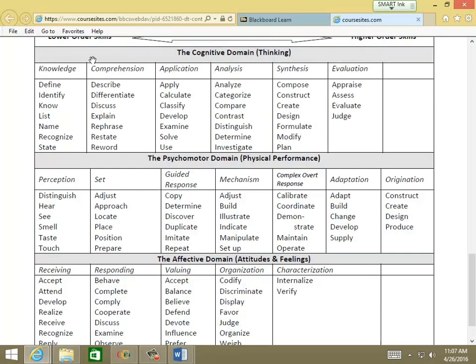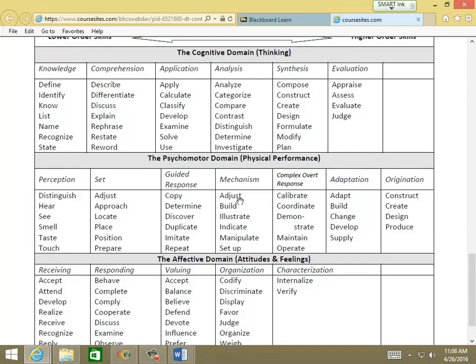So the way these verbs are organized is that the left-hand column for all of these domains holds the lower order skills. The basic entry-level skills for the cognitive domain, for example, fall in knowledge base. As we move to the right, up to comprehension, application, analysis, synthesis, and evaluation, the goals reach a higher order of thinking. Right? The same holds true with the psychomotor domain. On the left-hand side, those are our lower order skills. As we move up toward the right, the skill grows more complex.